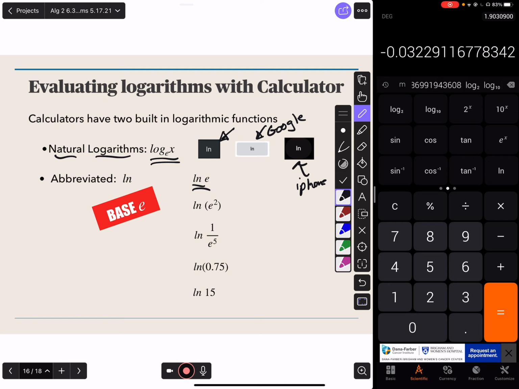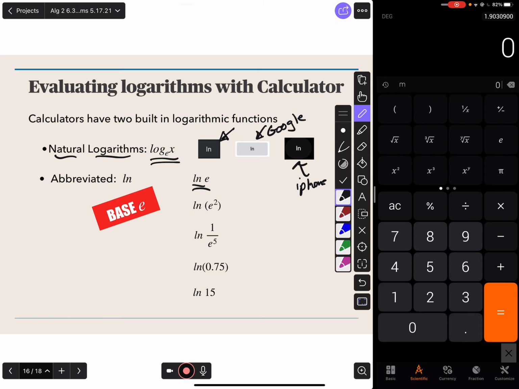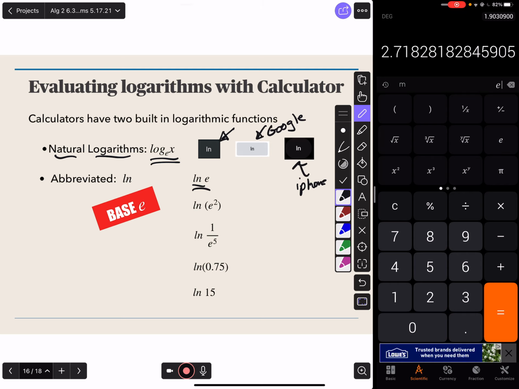Now, some of you have the e button on your calculator. I'm pretty sure I have one on this calculator. Let me look here real quick. I thought I just had an ln button. I'm not seeing it, but that's all right. There it is, there's my e button right there. e is about 2.72. Great. So I can hit e and then I can hit the natural log button. So that's the natural log of e. It's just 1.